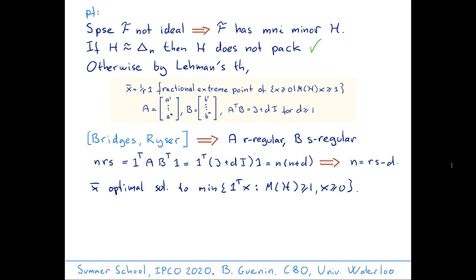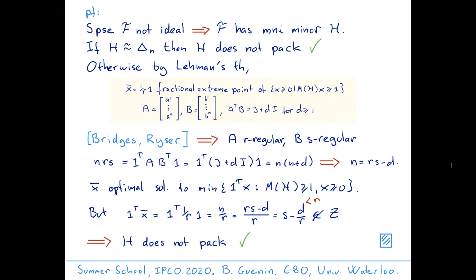And what value do we get for x bar? Well, it's 1 transpose x bar. x bar is the vector with 1 over r for every one of the components. And so we get the value n over r, and we know what n is. It's rs minus D. So we can simplify, and we get the value s minus D divided by r. Now it's easy to check that D has to be smaller than r. You can just get that by looking at the matrix equation. But then that tells us that 1 transpose x bar is not in Z. And so it tells you in particular that H doesn't pack. And that's what we wanted to prove.